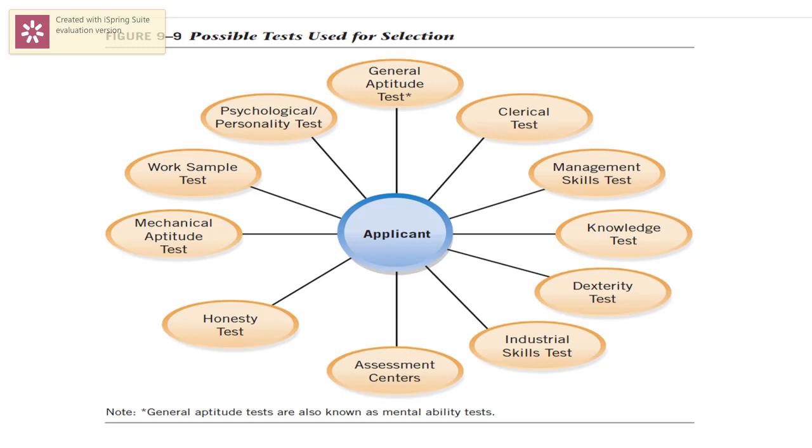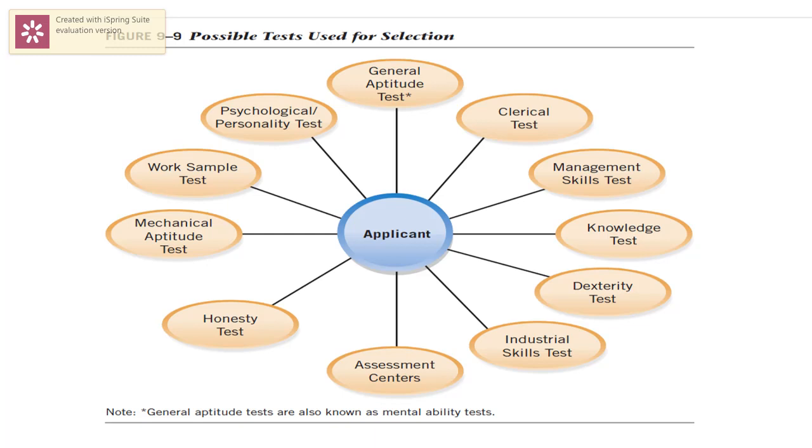So here in this slide, we are summarizing the whole discussion of this lecture. Now, if you see in this diagram, we have already discussed the need of general aptitude tests, personality test, work sampling test has been discussed, mechanical aptitude tests are discussed, honesty tests are also conducted, and we have discussed it. We discussed the assessment center and its importance.